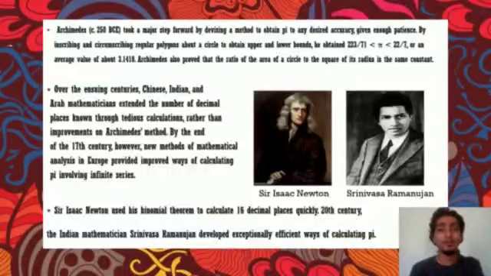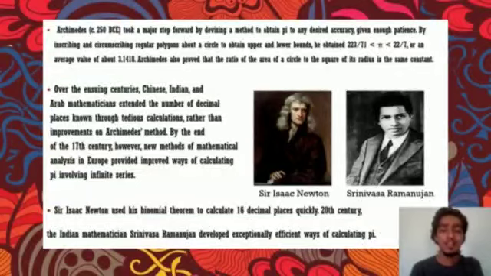Archimedes was able to determine the value of pi by inscribing and circumscribing regular polygons about a circle to obtain lower and upper bounds. He was able to determine the value of pi, which had an average value of 3.1418. Archimedes also proved that the ratio of the area of a circle to the square of its radius is the same constant. Over the centuries, Chinese, Indian, and Arab mathematicians extended the number of decimal places through calculations, which was an improvement on Archimedes' method.